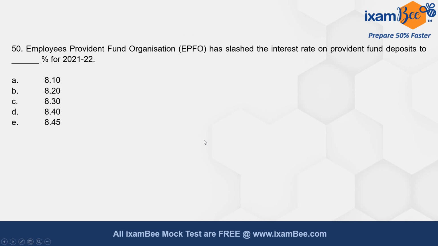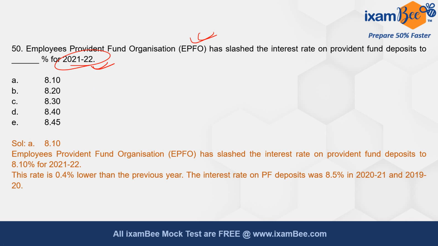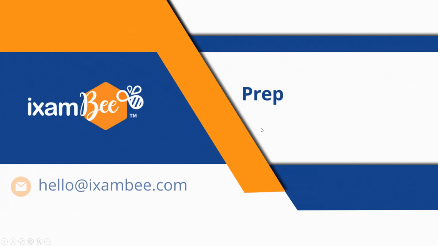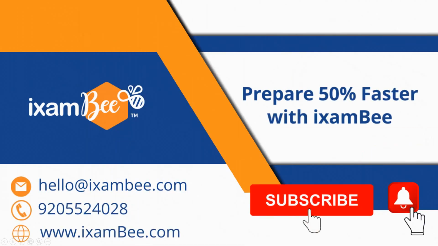The last question of the session: Employees Provident Fund Organization, that is EPFO, has slashed the interest rate on Provident Fund deposits to what percentage for 2021-2022? That is 8.1%. ठीक है. 8.1% is the interest rate. इसे कौन डिसाइड किया है? ईपीएफओ ने. सो वी सॉ 25 क्वेश्चंस.